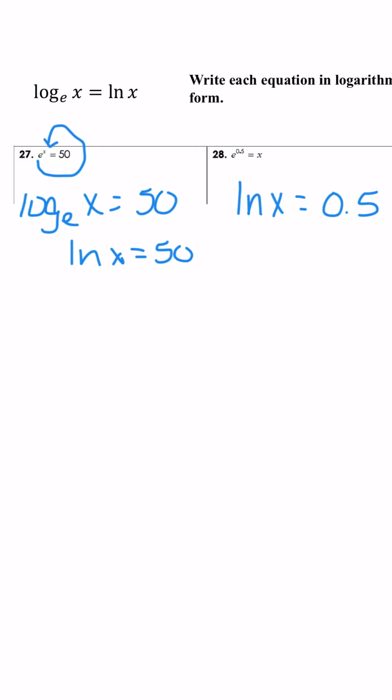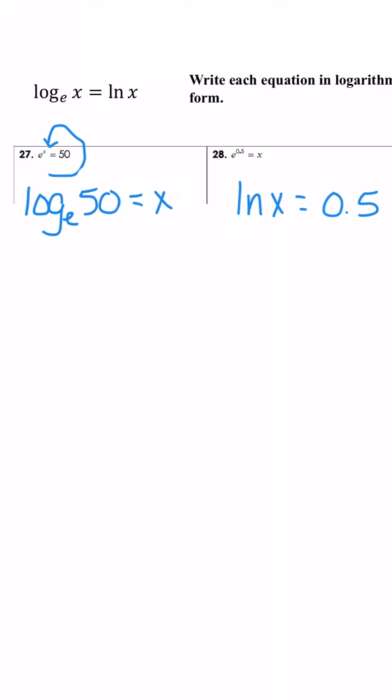I wrote this incorrectly, so let me make a correction. I bet some of you guys found that. My apologies. It should be log base e of 50 equals x, which is the same thing as saying natural log 50 equals x. Sorry about that. I'm glad I caught it though.